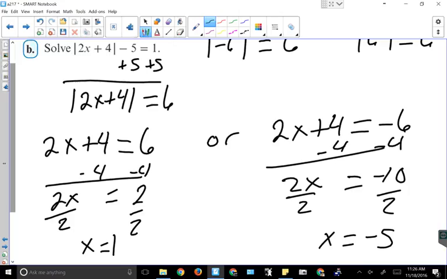if x is equal to 1, this should work. So if I put 1 in here for the x, 1 times 2 is 2. 2 plus 4 is 6. Absolute value of 6 is 6. 6 minus 5 is what? 1. Put in negative 5. Well, 2 times negative 5 is negative 10. Negative 10 plus 4 is negative 6. Absolute value of negative 6 is 6. 6 minus 5 is 1.